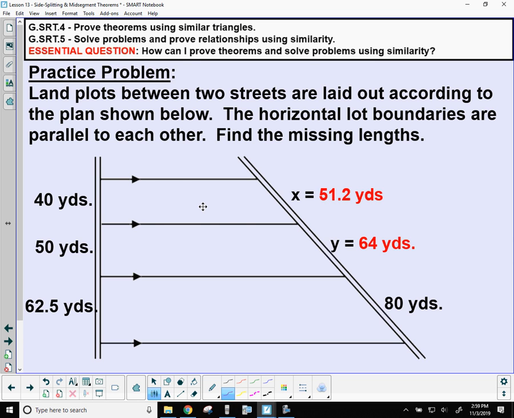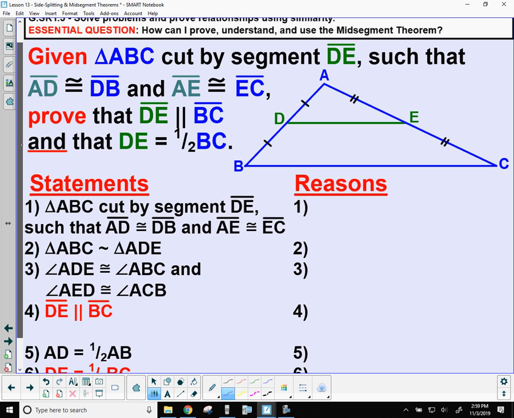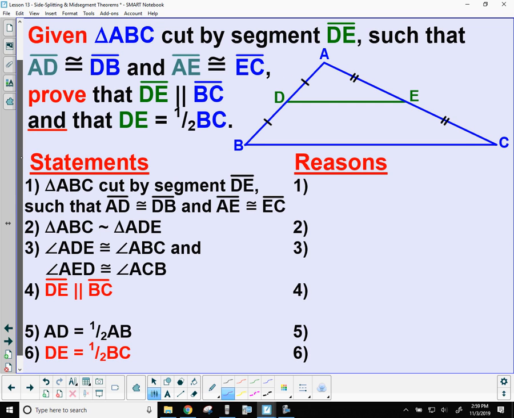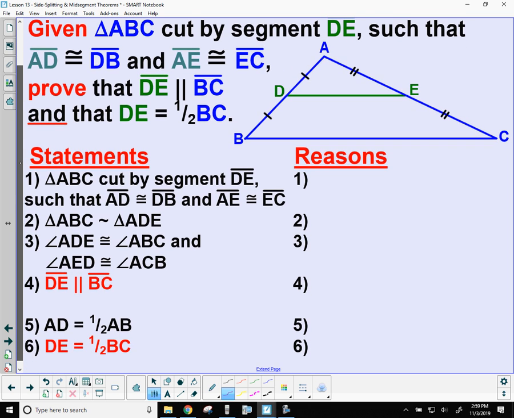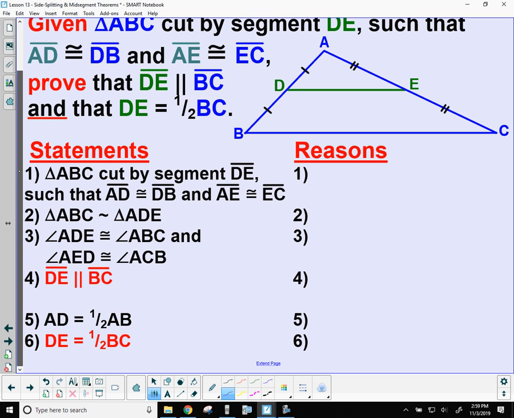Again, setting up theorems and proofs. Given triangle ABC cut by segment DE such that AD is congruent to DB and AE is congruent to CE, prove that DE is parallel to BC and that DE equals half of BC. So here's another example of a proof. For those of you who want to venture out and try it, go ahead and pause the video.